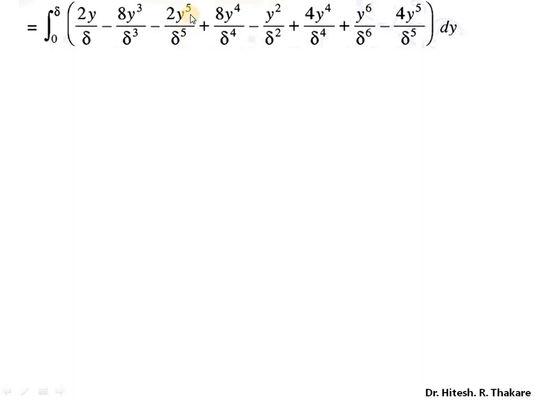Then there is one term with respect to y raised to 5 upon delta raised to 5 having multiplier minus 2, and one more term for y raised to 5 upon delta raised to 5 having multiplier minus 4. Then for y raised to 6 upon delta raised to 6 there is only one term.